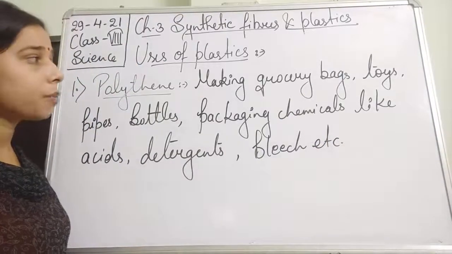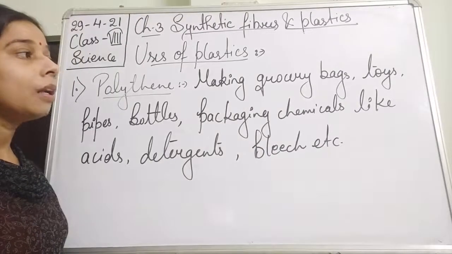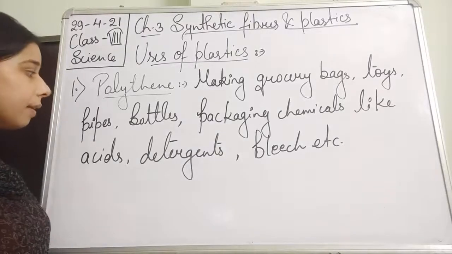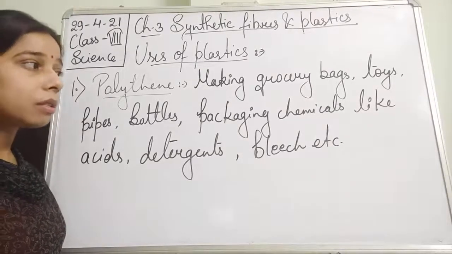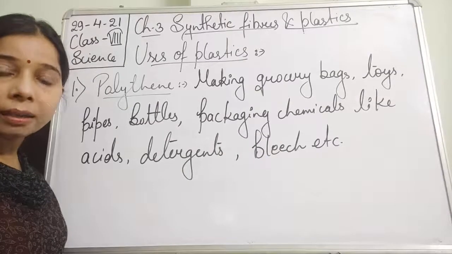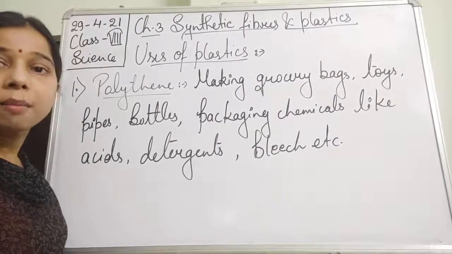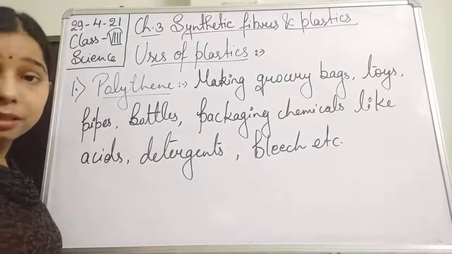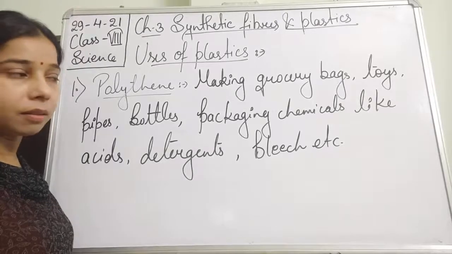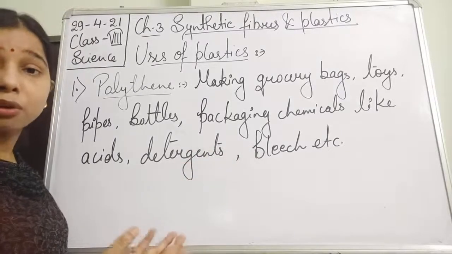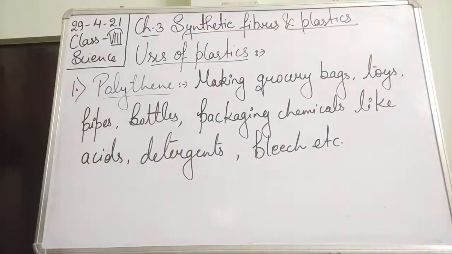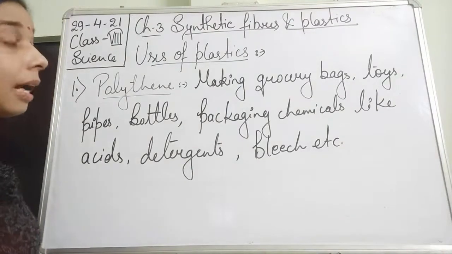Although there are lots of uses, I am writing here simply that it is used in making grocery bags. It is also used for making toys. It is used in making pipes, bottles, and the chemicals which are packed, transported, and sold in the market. You have seen that these are also covered in plastics. Acids and detergents, students, we use in our home also. Bleach, like the bathroom cleaner, right? So you see that it consists of bleach. It is also transported in plastics. Moving on, we will see another kind of plastic and its uses.